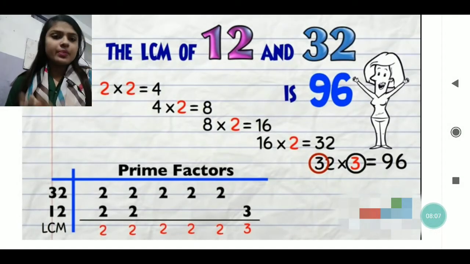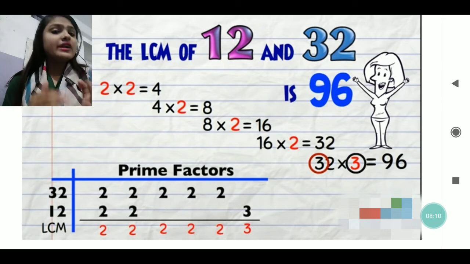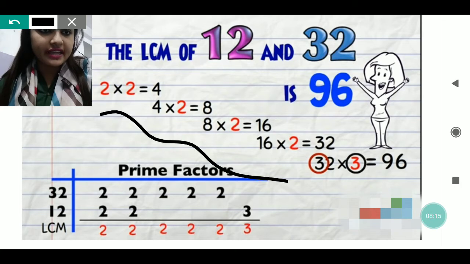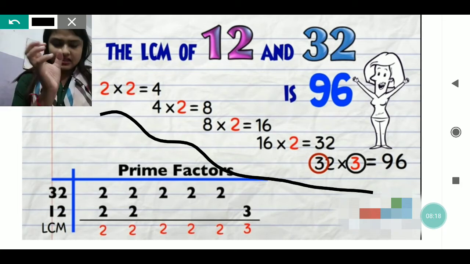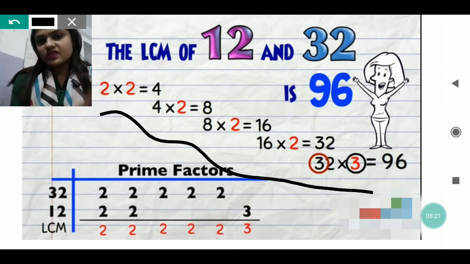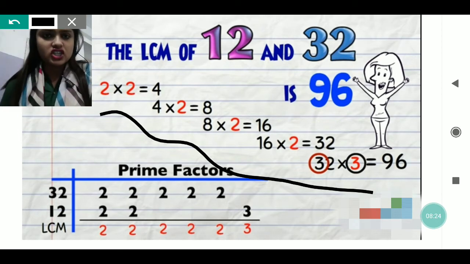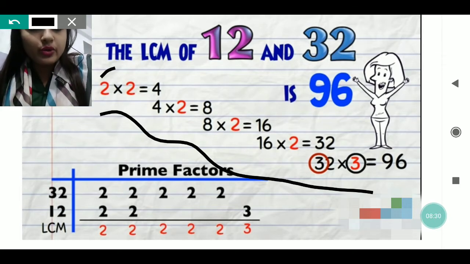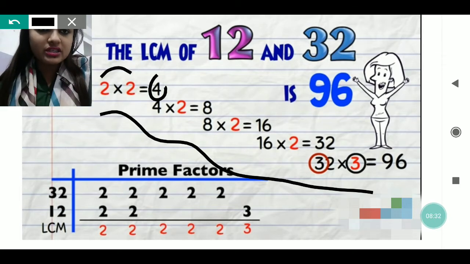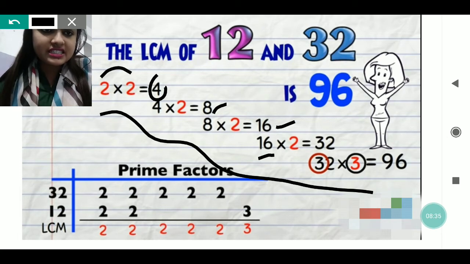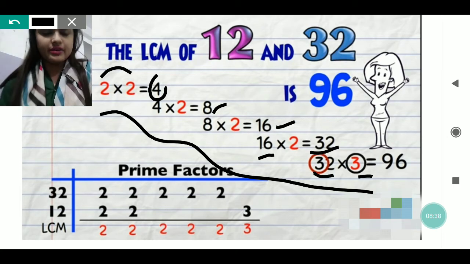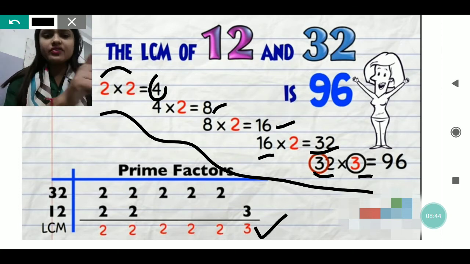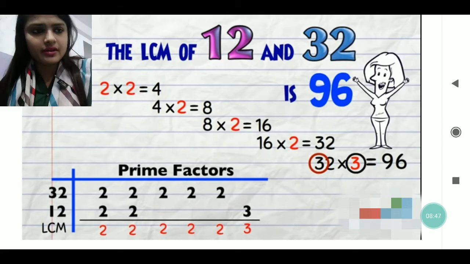After this, the common ones we have taken we will multiply. Don't get confused. The common ones which we have taken out and the uncommon ones we have taken out after the prime factorization, that is what I have multiplied. Here the space was not there, so I have done it on the upside. 2 into 2 is 4, then 4 into 2 is 8, then 8 into 2 is 16, 16 into 2 is 32, and 32 into 3 is 96. So what is the LCM of 12 and 32? 96 is the LCM of 12 and 32.